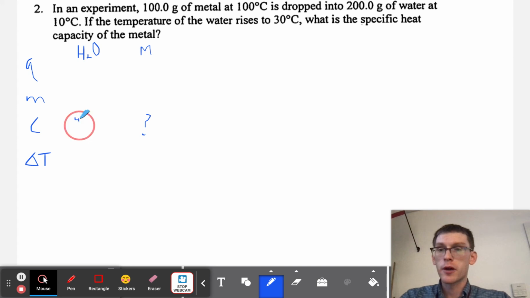It's 4.18 joules per gram degree Celsius. All right, so our mass of water is 200.0 grams. And our mass of metal is 100.0 grams.